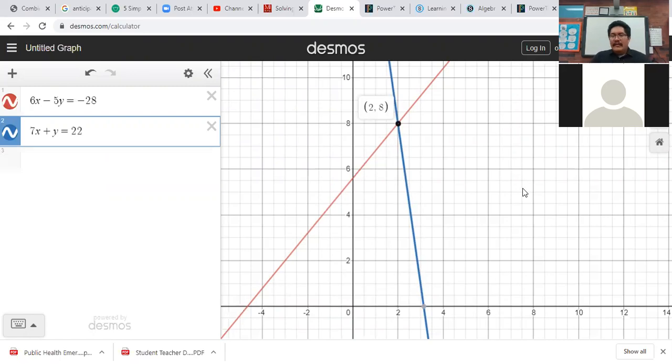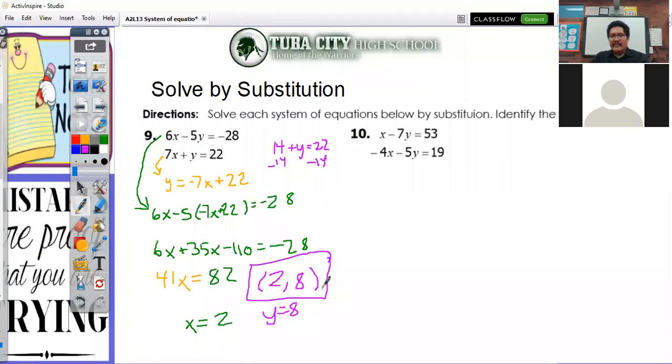And again, you can check your answers with Desmos by doing this. Now you still have to graph it. You are still going to have to graph it, so you can't just use Desmos to get your solution right off the bat. But these are lines, they are able to be graphed, and you can check them on the graph, which we just did. And this one worked out. It did come out to 2, 8.